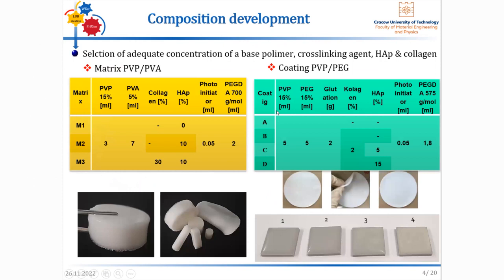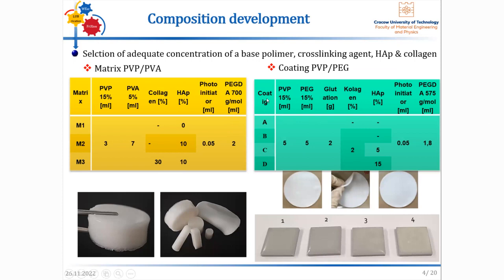Here is the development of the composition. As I mentioned, we have two types of polymer ceramic composites. One is matrices, which are bigger samples that look like this. They are composed of polyvinylpyrrolidone and polyvinyl alcohol. They have 30% of collagen and a maximum of 10% of hydroxyapatite. It is also important to mention that the cross-linking agent here is called PEGDA, polyethylene glycol diacrylate. It has a molar mass of 700 grams per mole. It is higher in the matrices compared to the coatings, where the molar mass of this cross-linking agent is lower.